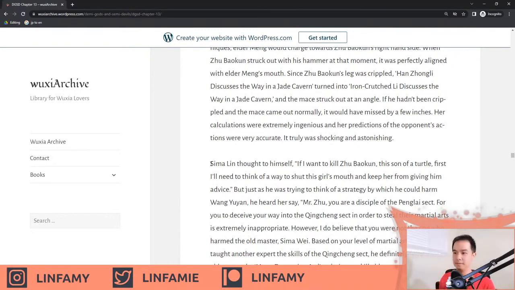Chapter 13, Part 2. Sima Lin. So Sima Lin is the leader of that Qingcheng sect, okay? So he wants to fight this traitor. Sima Lin thought to himself, if I want to kill Zhu Bao... Oh shit, what is the voice that I gave him? I forgot.